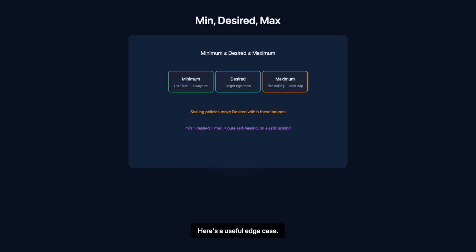Here's a useful edge case. If you set minimum, desired, and maximum all to the same value, the group never scales elastically at all. It just keeps exactly that many instances alive, replacing any that fail. That's pure self-healing, and it's the right answer when a scenario asks how to maintain a fixed number of instances with automatic failure replacement.